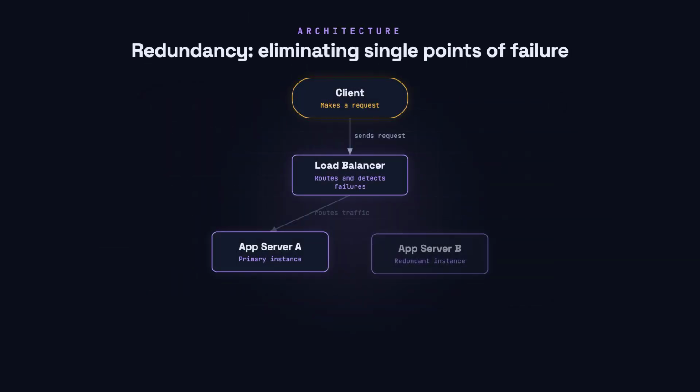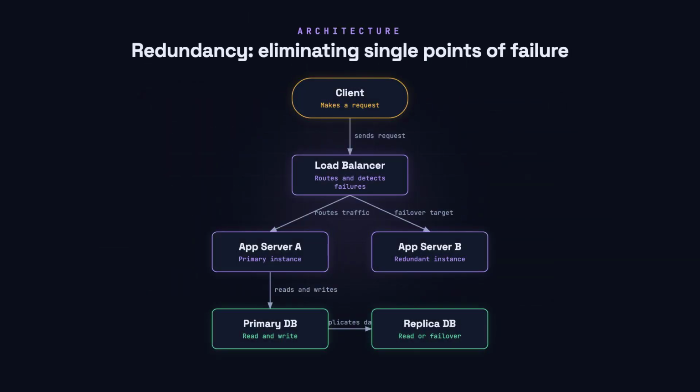Here is what a fault-tolerant architecture looks like structurally. A load balancer sits in front of two identical application servers. If app server A goes down, the load balancer stops sending traffic to it and routes everything to app server B instead. The database tier mirrors this pattern. A primary database replicates its data to a replica, so if the primary fails, the replica can be promoted. Every critical component has at least one counterpart, no single point of failure.